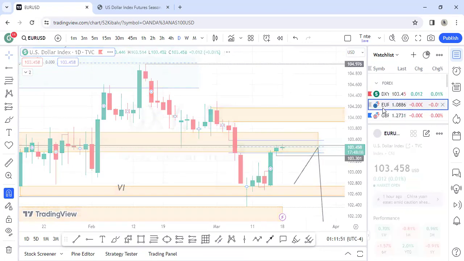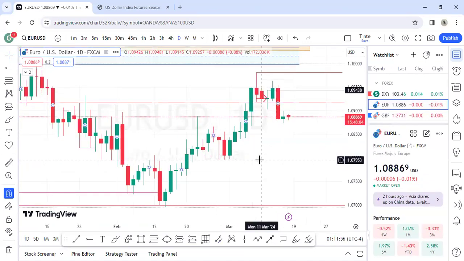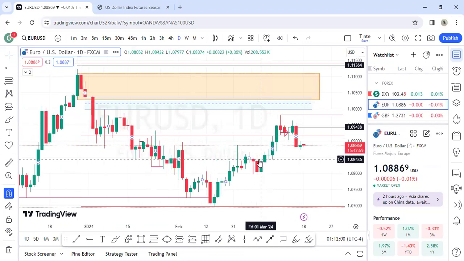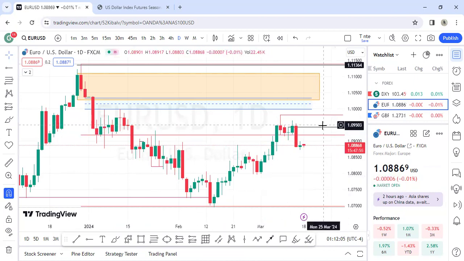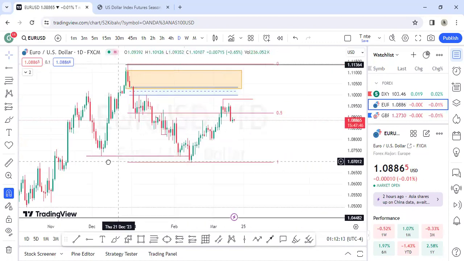So let's quickly go to the Euro Dollar. If we are seeing some bearishness on DXY, we might see this pair rise a bit more. So let's take this off and take this off. Now we have a kind of failure low. Remember, this market is bearish. Remember, go to the bigger time frame.